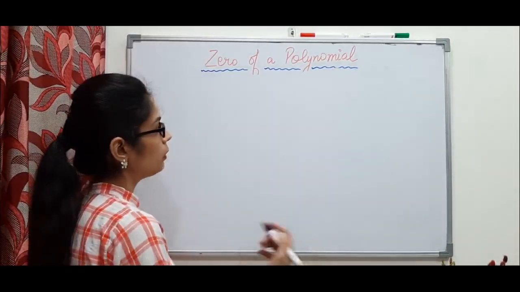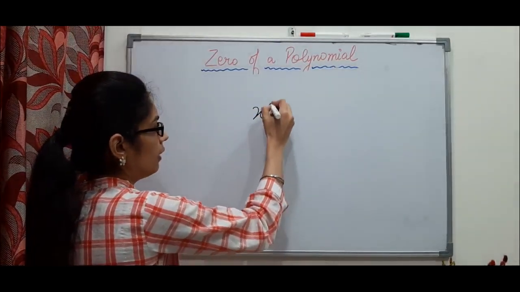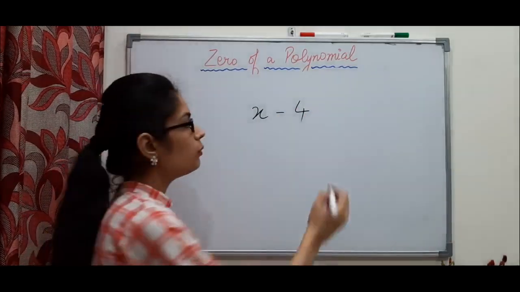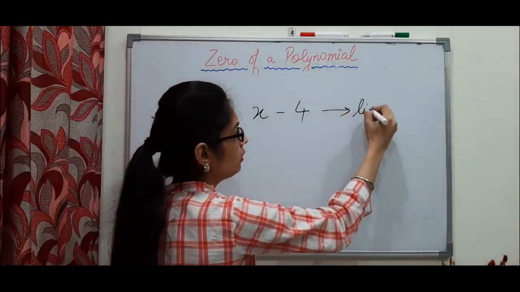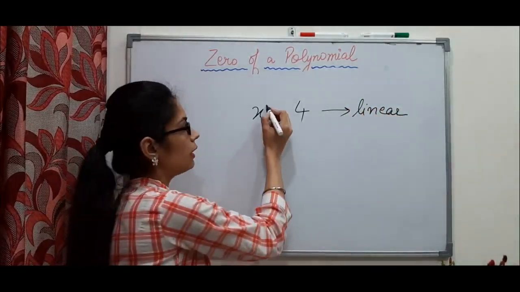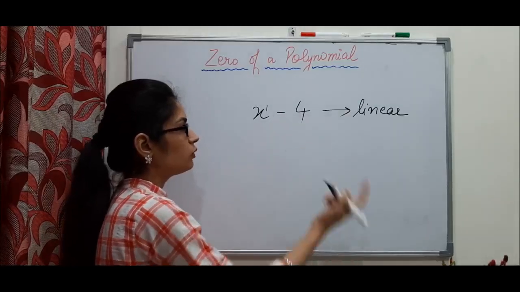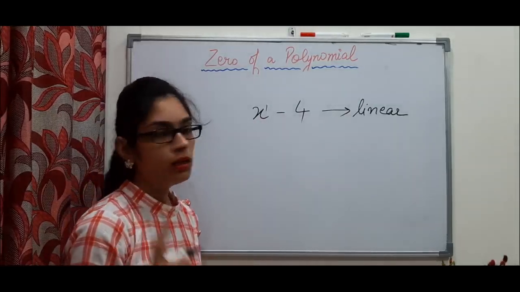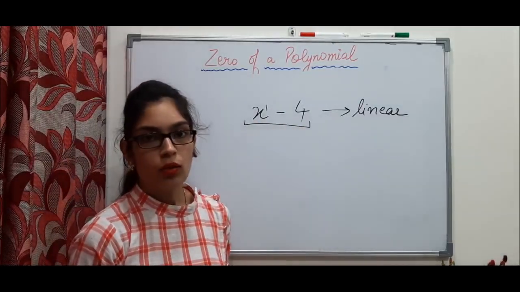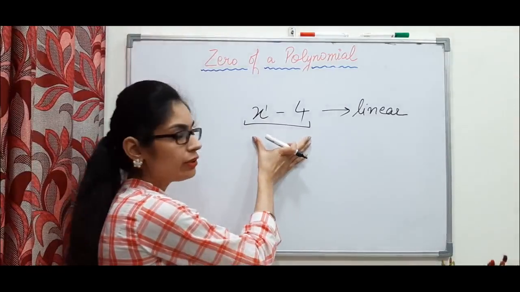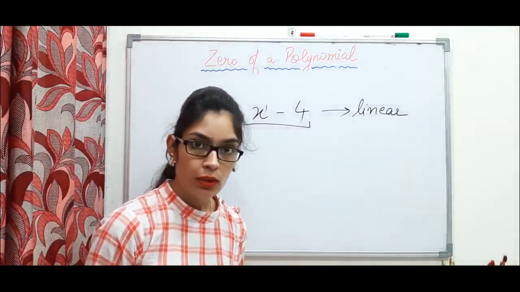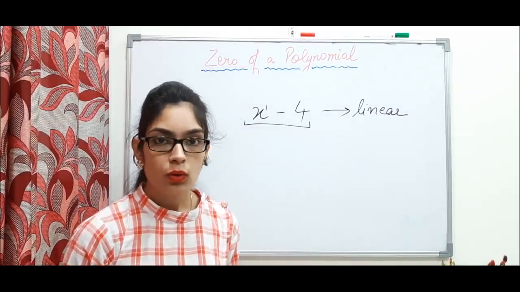Let's take one polynomial, x minus 4. This is a linear polynomial, which means the highest degree of the variable is 1. Here x means x to the power 1. So in this polynomial, for any value of x when this expression becomes 0, that particular value of x will be termed as zero of a polynomial.